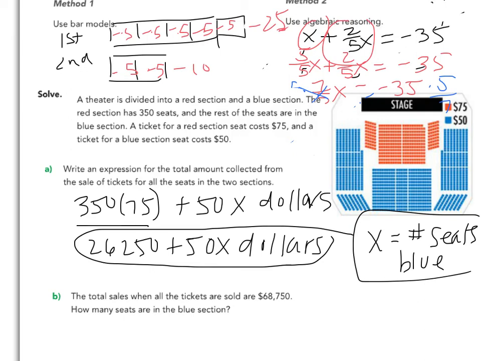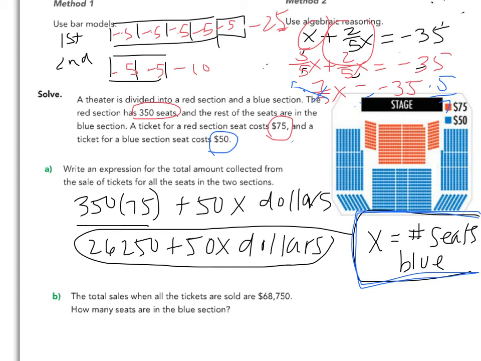Okay, so for A, it says write an expression for the total amount collected for the sale of tickets for all seats in the two sections. Well, if you go back to the original problem, we know there are 350 seats in the red section, and the red section costs $75. So I do 350 times 75. Plus, we also have a blue section. We know that the blue section costs $50, but we don't know how many seats there are. So that's why my variable, what I don't know, x, is the number of seats in blue. So I did 50 times x.